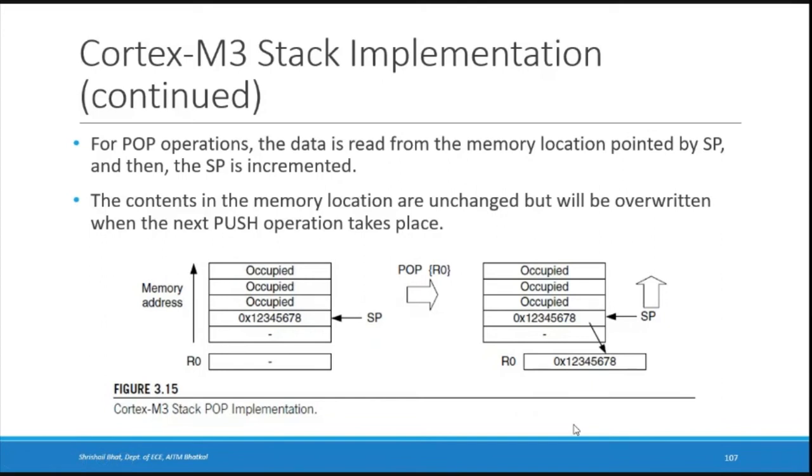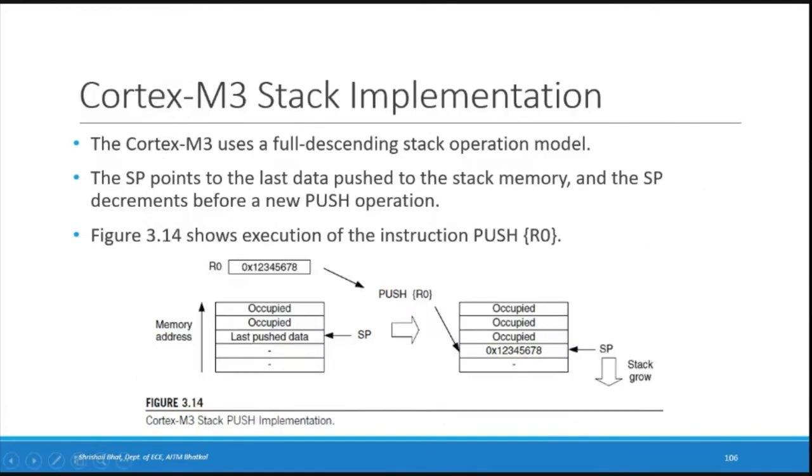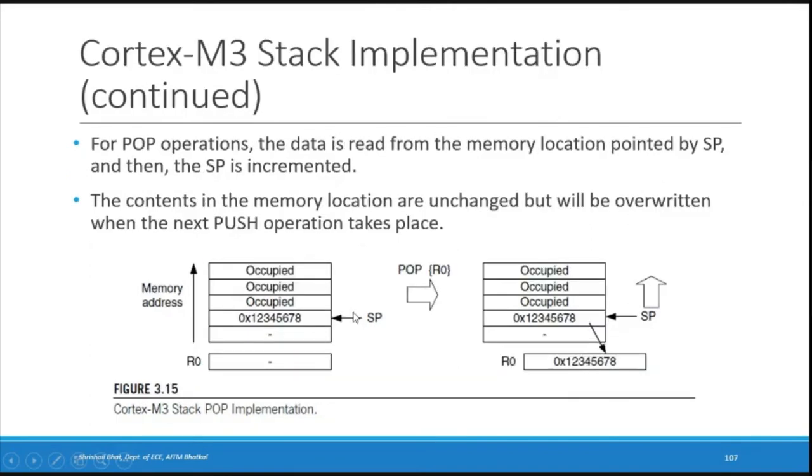Similarly, for the pop operation, the data is read from the memory location that is pointed by the stack pointer first, and then the stack pointer is incremented. For example, in the previous case, the stack pointer is now pointing to this particular location. Now, if you pop to R0, first the contents of this particular memory location are copied into R0, and then the stack pointer is incremented by 4. The stack pointer will next be pointing to this particular address.